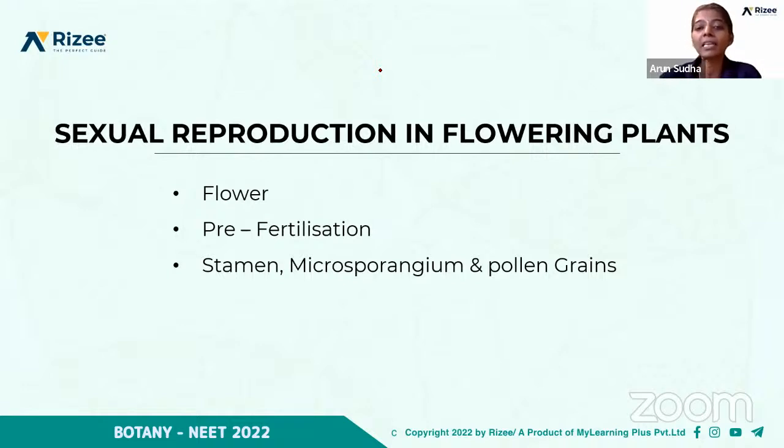And we'll see in detail about stamens, microsporangium and pollen grains. So what are stamens? Stamens are the male reproductive structures and how the pollen grains are formed. So we'll see in detail about the structure of the flower, pre-fertilization structure and events, and about the androecium, that is stamen, microsporangium and pollen grains.